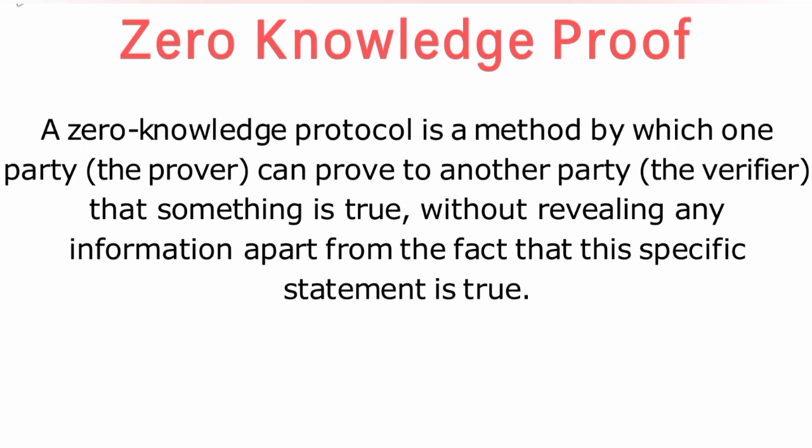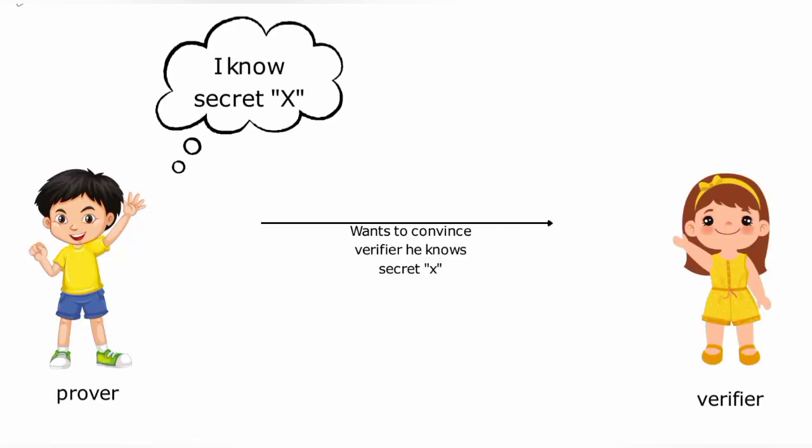In the zero knowledge protocol, there are two parties, the prover and the verifier. The prover wants to prove something true to the verifier without revealing that particular information. He has to prove that his claim is valid without revealing the information. So now let us see an example.